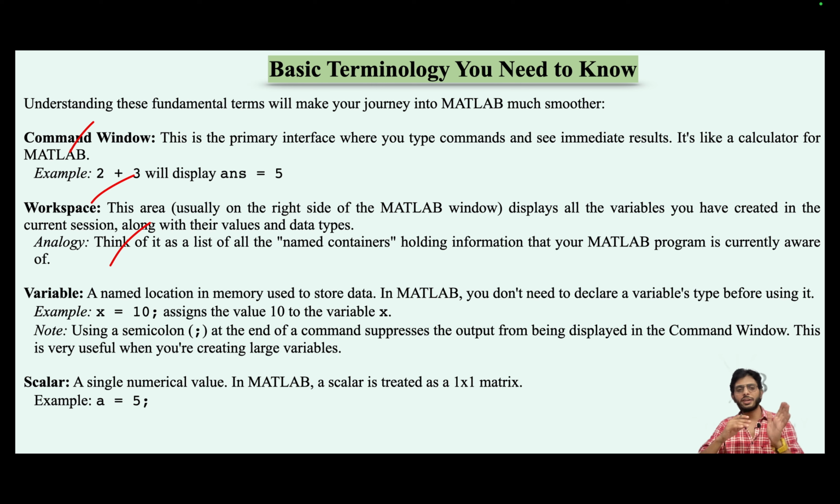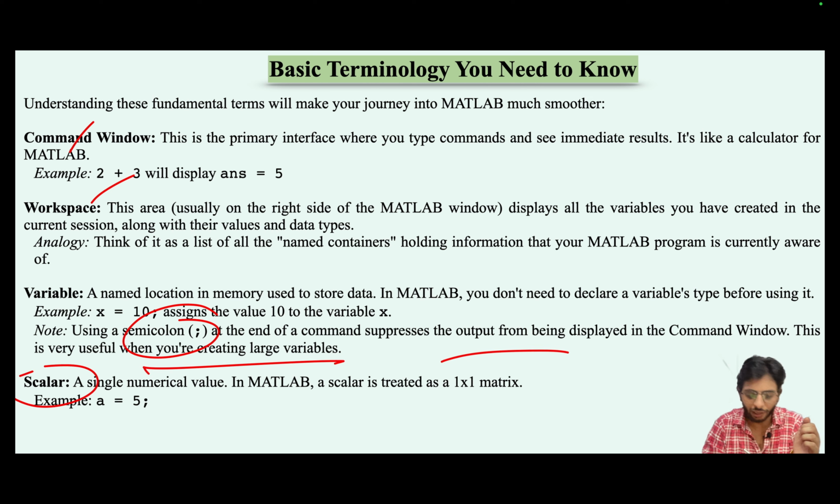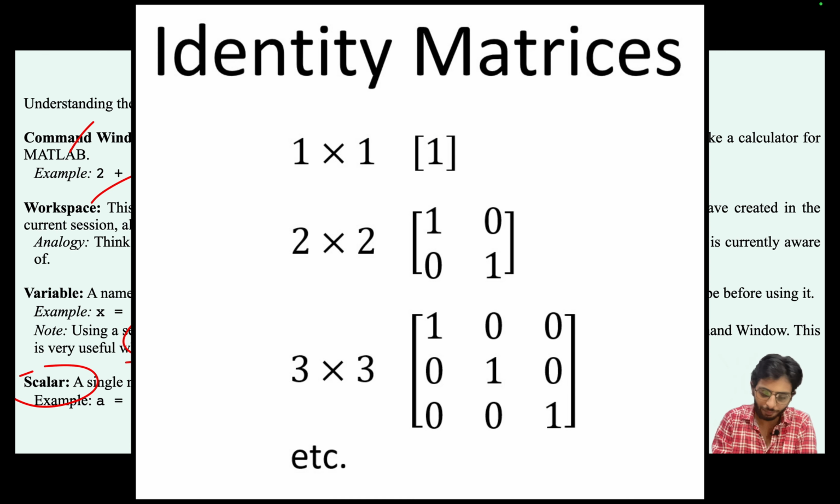A variable, a named location in memory used to store data. In MATLAB, you don't need to declare a variable type before using it. Now, please note that using a semicolon at the end of a command suppresses the output being displayed. Okay, so it will not display or print your given code. This is very useful when you are creating a large variable. Now a scalar, a single numerical value. In MATLAB, a scalar is treated as a 1 into 1 matrix. For example, a is equal to 5.